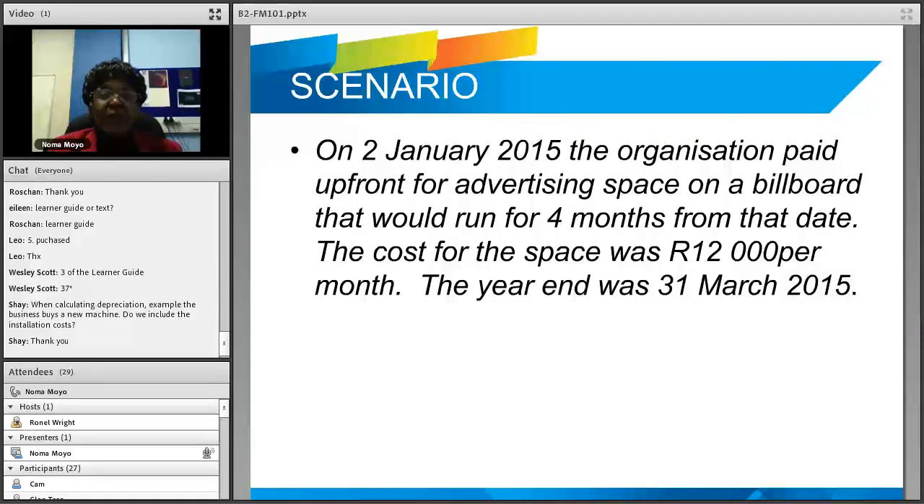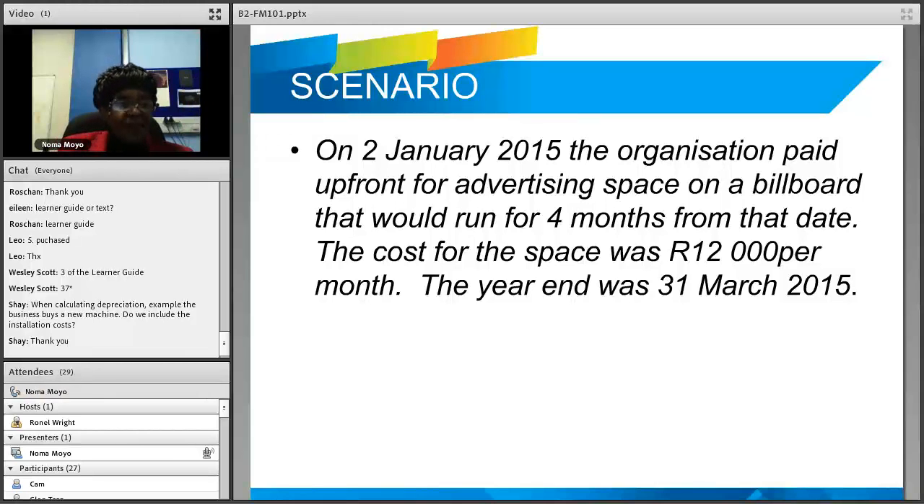Scenario. On 2 January 2015, the organization paid upfront for advertising space on a billboard that would run for 4 months from that date. The cost for the space is 12,000 per month. The year end was 31 March 2015. So if the year end is 31 March 2015, what does it mean? We are saying this is going to cover 4 months, which is going to be January, February, March, April.